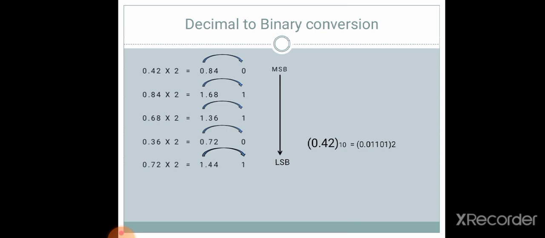So what will be the answer? Don't forget to put the 0. After 0 you have to give a radix point or fractional point, and after that you have to write your answer, that is 0 1 1 0 1, right? So before writing your answer, put 0, then put the fractional point and then write down your answer from top to bottom. This is the way of conversion of decimal to binary for a fractional number.